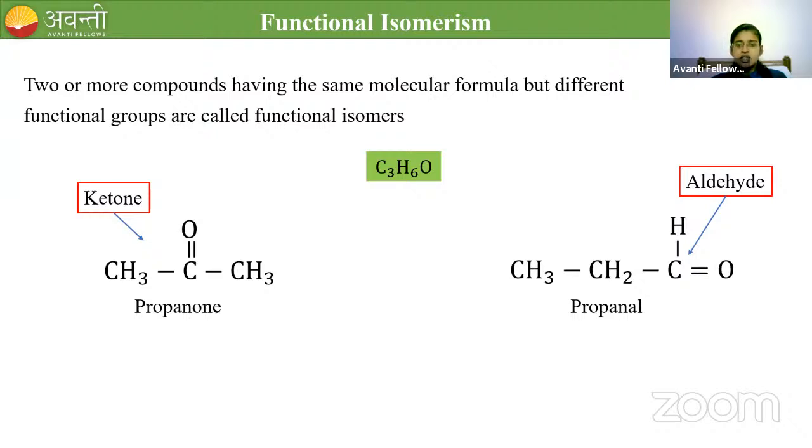So C3H6O, but the functional group is different. So like this, we have different set of functional isomerism, or you can say we are having different types of isomerism, functional isomerism. Let me give you those types also.